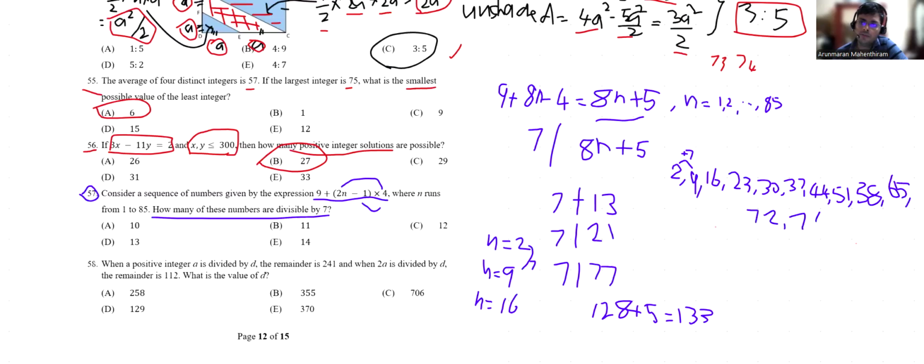When you add 7 to 79, that is 86. That is bigger than 85, so that is not possible. So the last possible value is n equal to 79. So here 3, 6, 9, 12. So the answer is 12. There are 12 possible numbers. So option C is the answer.